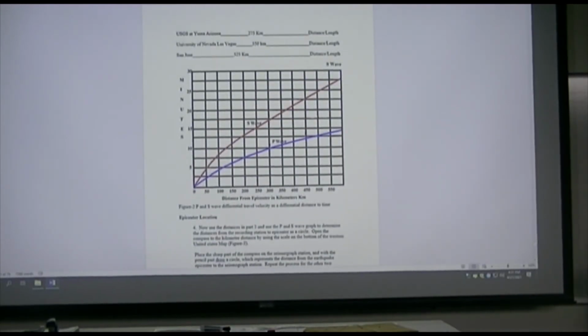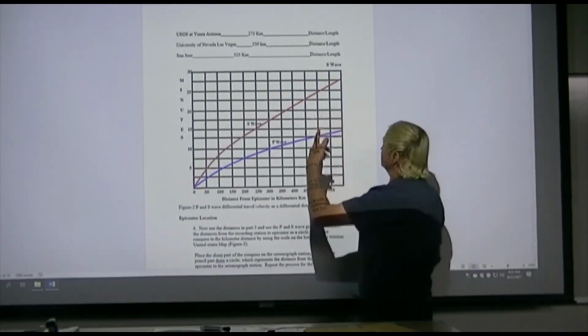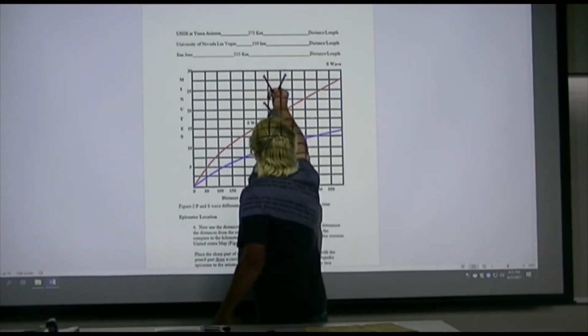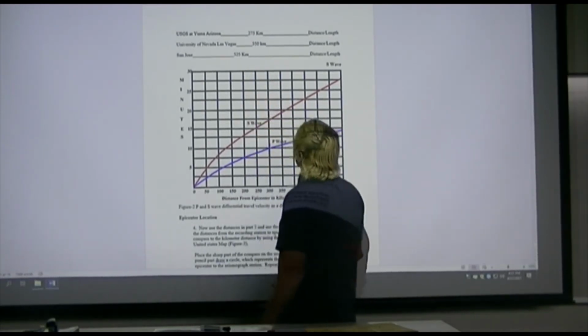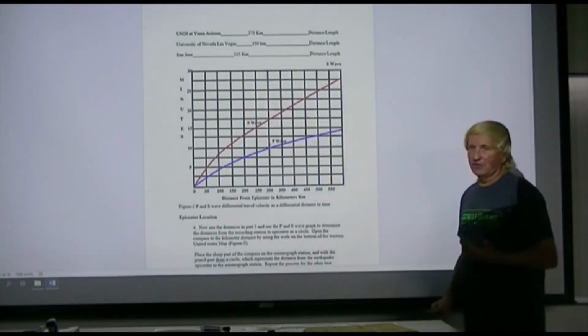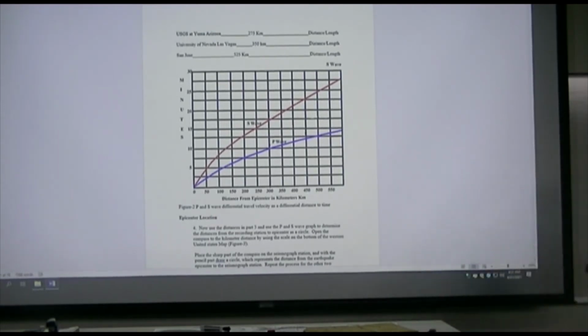So the one I'm going to draw around Yuma is going to be 275 kilometers. The one from UNLV is going to be 350 kilometers. And San Jose is going to be 525 kilometers. So I've drawn these 3 circles on my map.